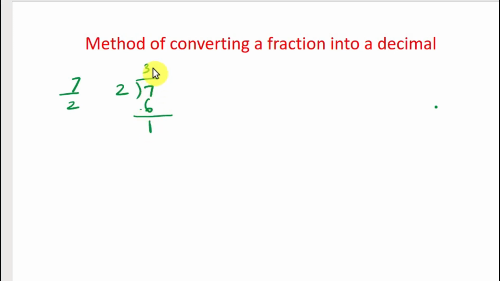So I'm keeping a decimal point here. So I'm adding 10 here. 5 twos are 10. The remainder is 0. The quotient is 3.5, which is a decimal. So I converted a fraction into a decimal. Shall I do one more?